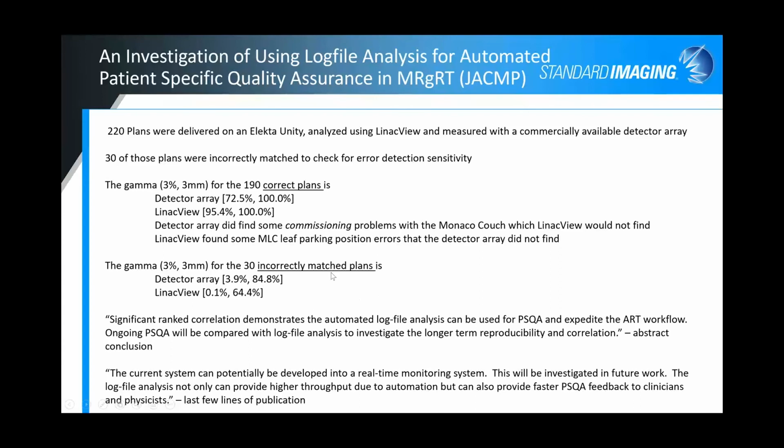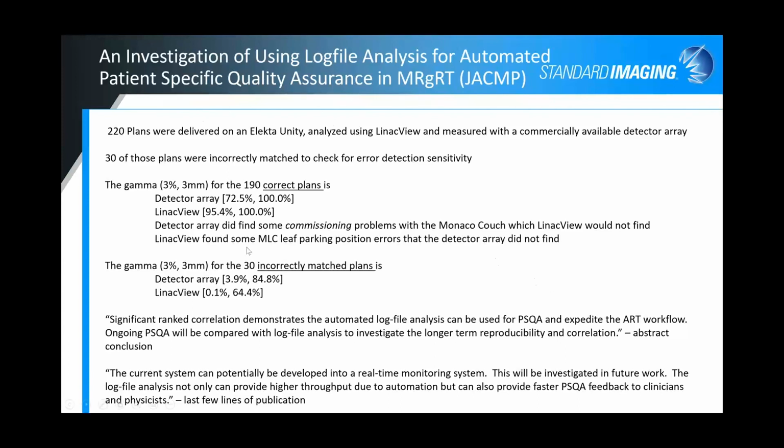But what's more interesting is these 30 incorrectly matched plans. And you can see here that the detector array had a gamma pass rate from 4% to 85%. So with this 85%, you might be uncertain as to how severe the issue was. LinacView had gamma pass rate between 0 and around 64%. And so the conclusion of this abstract was that significant rank correlation demonstrates that automated log file analysis can be used for patient-specific QA to expedite the adaptive workflow.